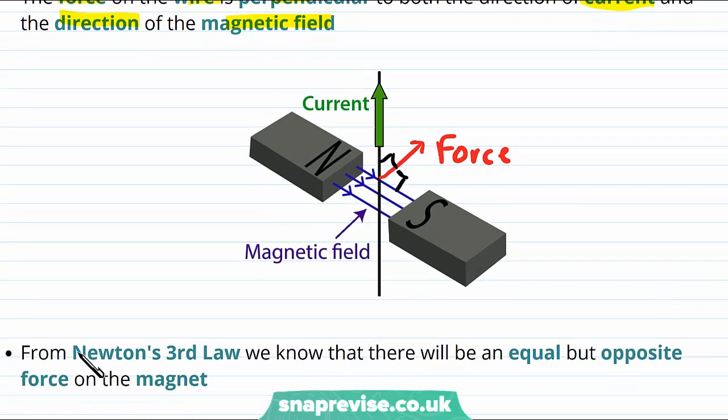Now, if you remember Newton's third law, you might remember that every force should have an equal and opposite reaction force. So where is that force here? Well, it turns out that there will be an equal but opposite force on the magnets themselves, pushing them in the other direction.